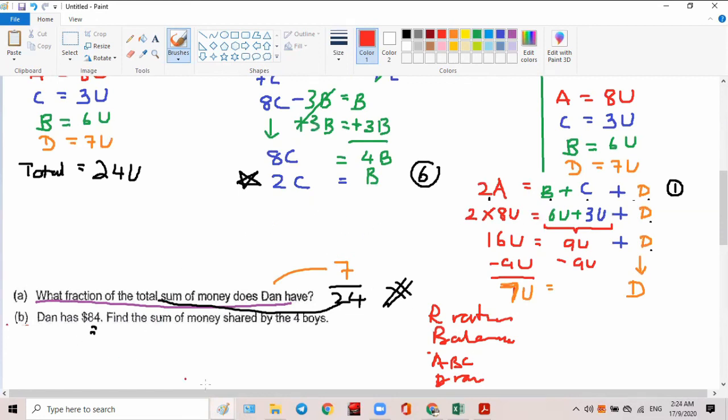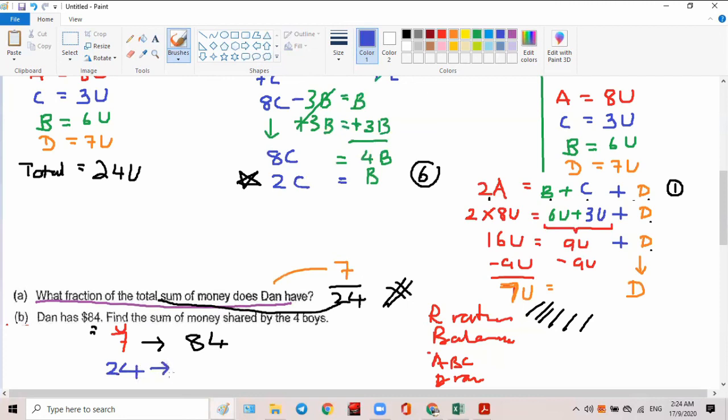All right, so let's see how to apply ABC. ABC states that 7 units is $84 because Dan has 7 units, which we found out here, and it's $84 as given in this question. So how do we find the sum of money shared by the boys? The boys will have 24 units.